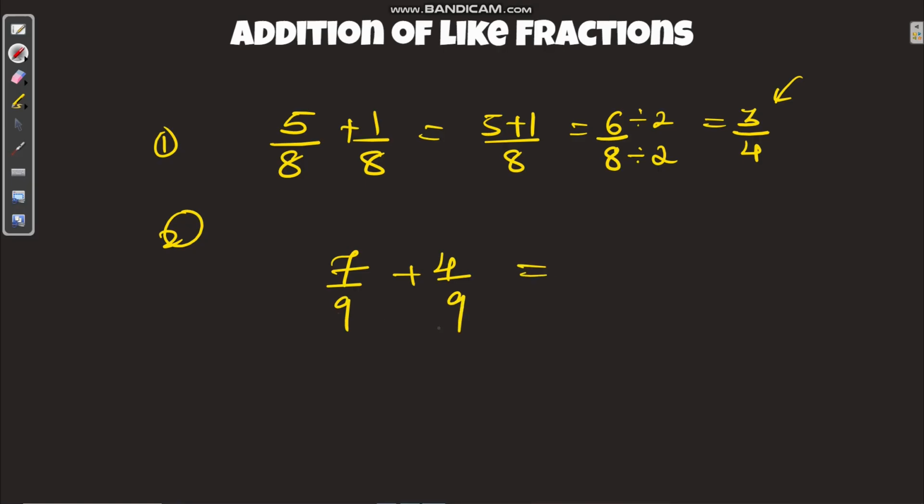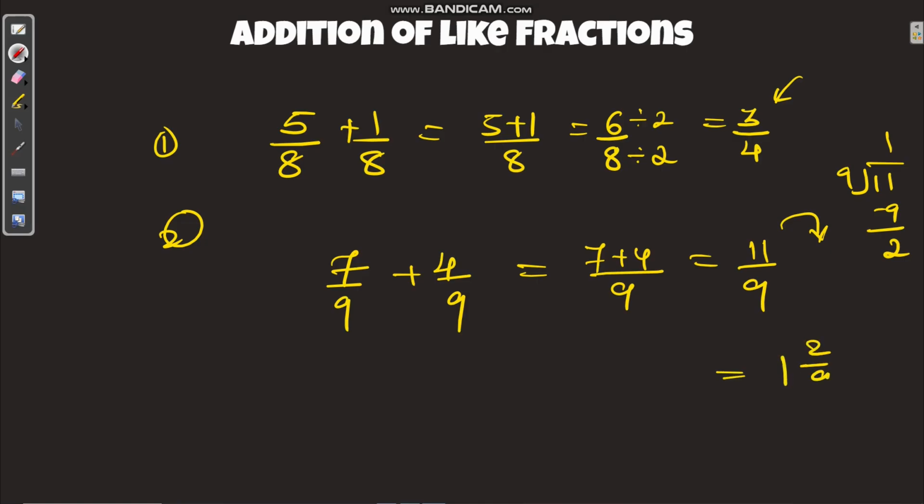The denominators are same, so just add the numerators, that is 7 plus 4 upon 9, that is 11 upon 9. I cannot reduce it any further, so I'll convert it into a mixed fraction. So you have to just simply divide it. So 11 and 9, 9 ones is 9, you subtract, you get 2. So answer will be 1 2 by 9.